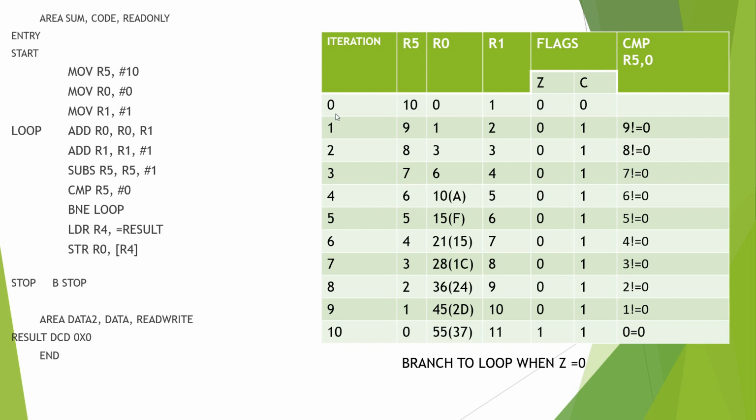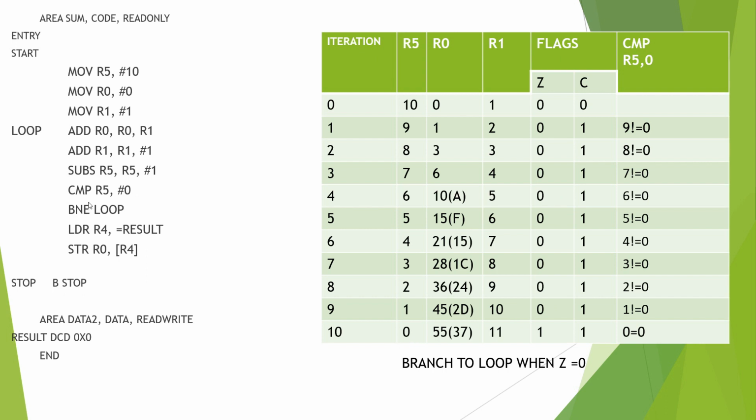Again, it adds 2 plus 1 and the value is going to be 3. R1 is incremented, R5 is decremented. 8 is not equal to 0. Again, the zero flag is not set, so it goes back to the loop. In this way, it iterates till the last value of R1 is 10. Once it is 10, it adds that number, the sum is 55, and R5 becomes 0.